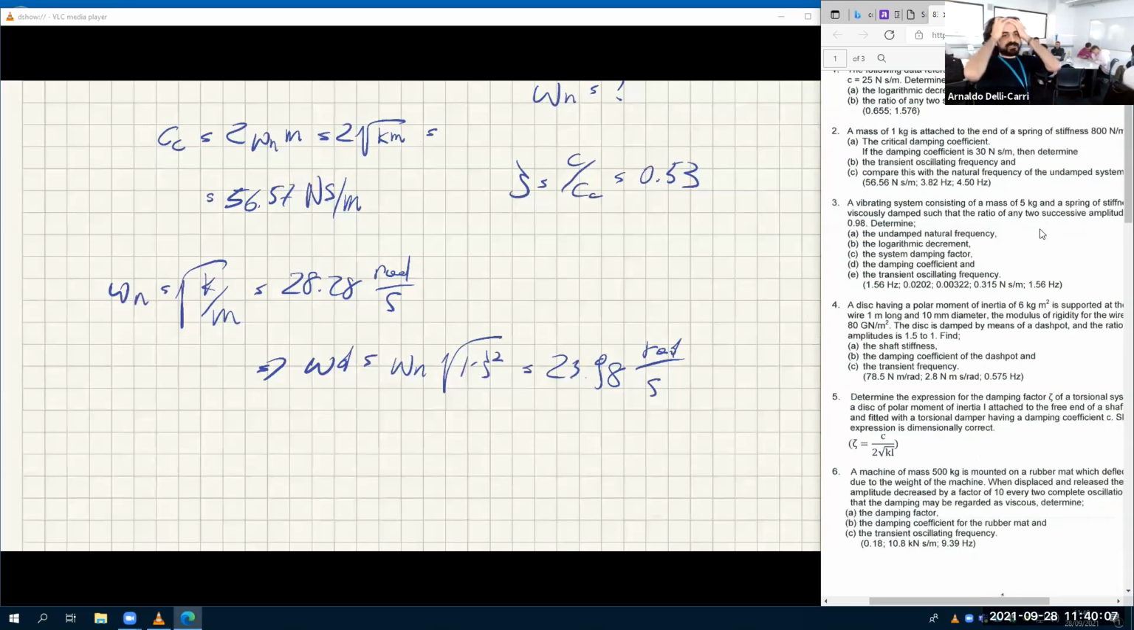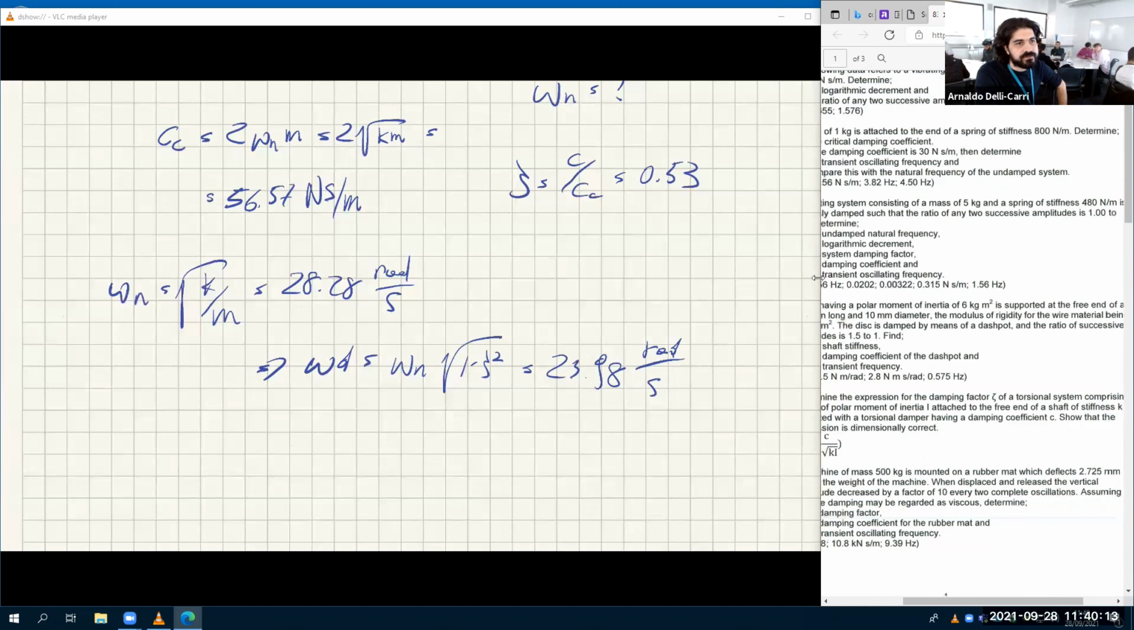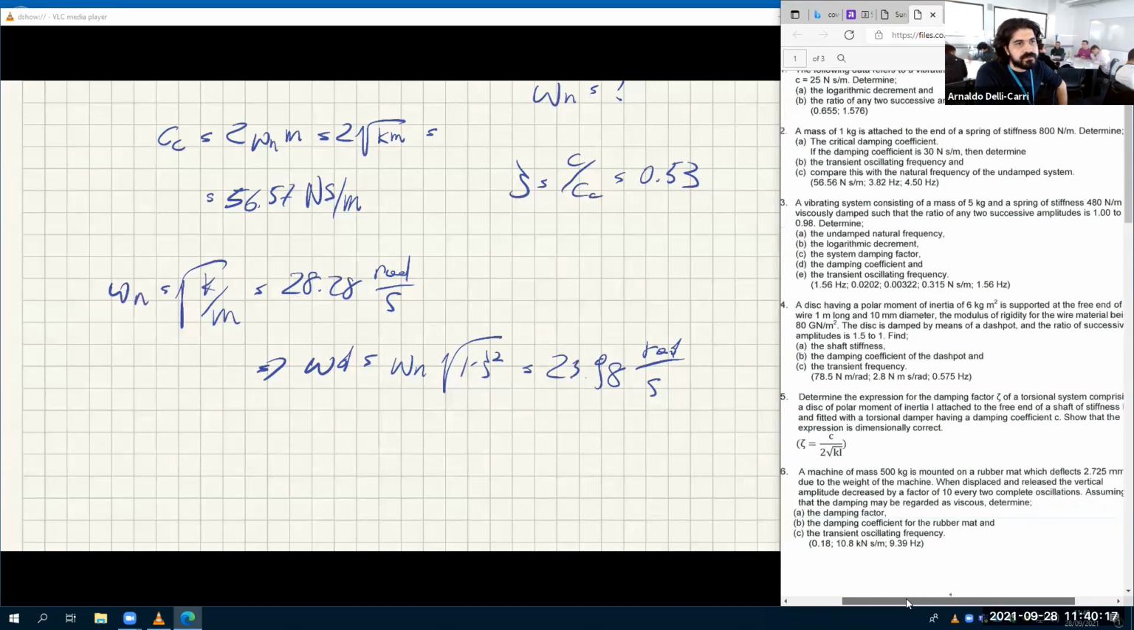A vibrating system consists of a mass of 5 kilograms and a spring of stiffness 480 Newton per meter. Let's do this. The question asks you to find the frequencies. I don't know if you want to finish it or not. I just found the frequency. Oh, in hertz, you mean?